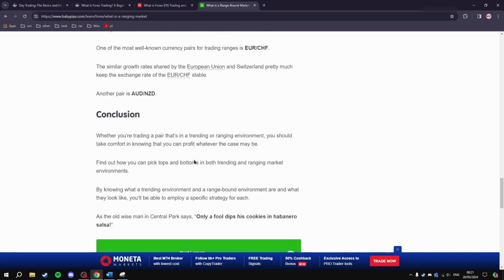Conclusion: whether you're trading a pair that's in a trending or a ranging environment, you should take comfort in knowing that you can profit whatever the case may be. Find out how you can pick tops and bottoms in both trending and ranging market environments. By knowing what a trending environment and a range-bound environment are, and what they look like, you'll be able to employ a specific strategy for each.